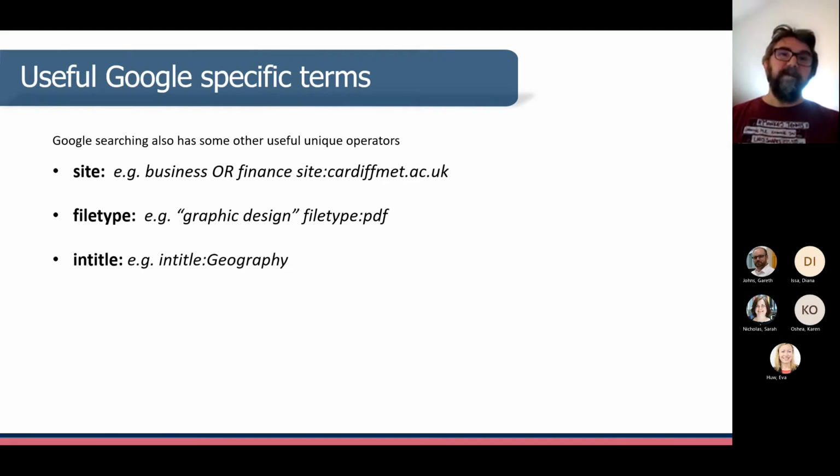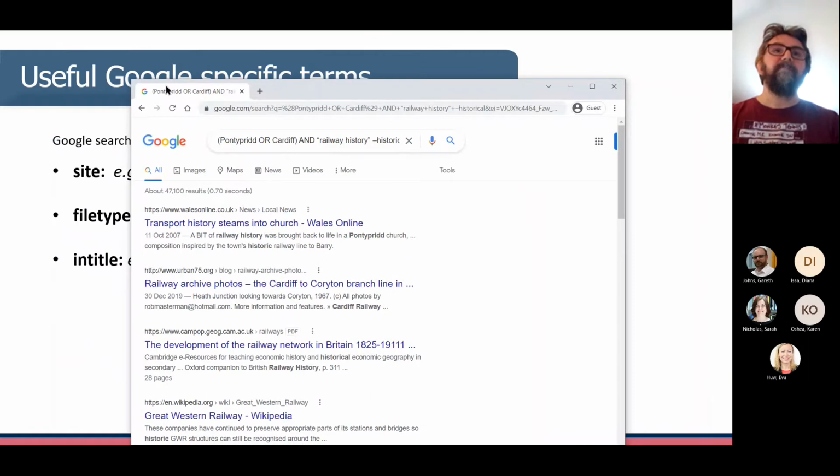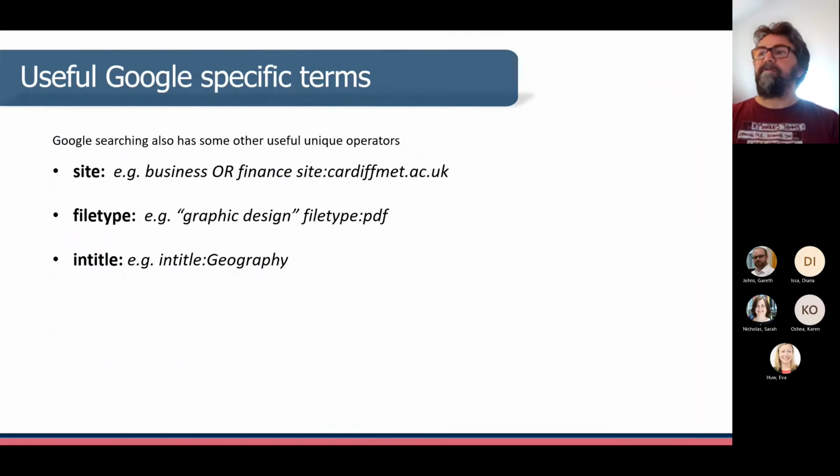Then you've got in title. So in title will only search for a word if it's in the specific title of the web page. So the title of the web page is what gets shown up in the top of the tab or the top of the browser bar. So that will only search for that specific area.